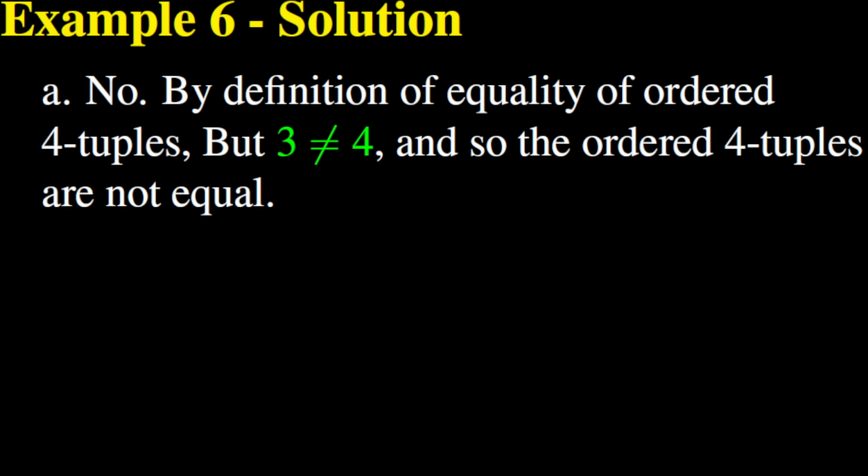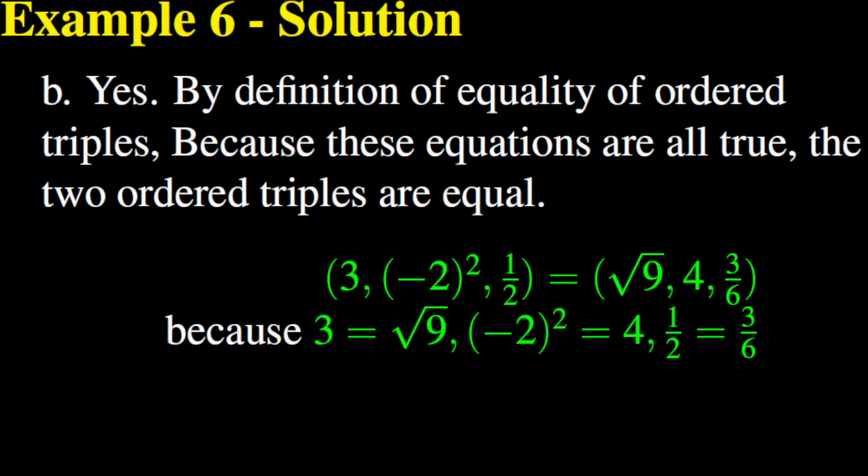By definition of equality of ordered quadruples, 3 is not equal to 4, and so the ordered quadruples are not equal. For question B, the correct answer is yes, because these equations are all true, the two ordered triples are equal.